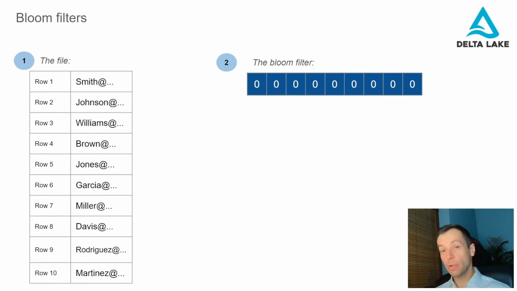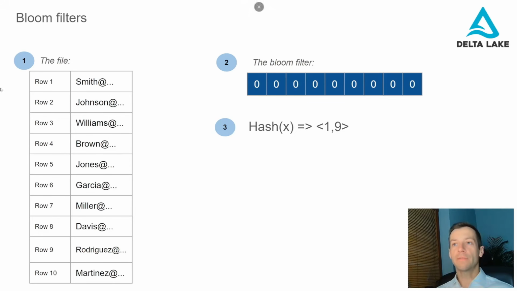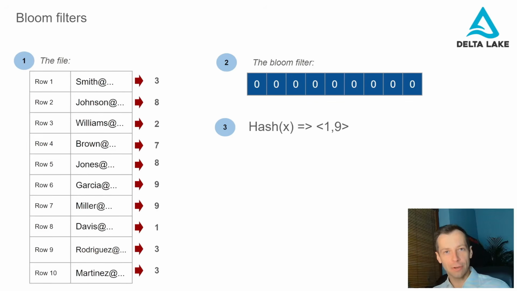And the third thing we need is a hash function, and we will apply a hash function to each and every value in our column. And the hash function should return a value between 1 and 9 because our Bloom filter has 9 positions. So we take our column, which doesn't have to be in the first 32 columns like Z order. It can be somewhere at the far end of the table. We apply the hash function to each and every value of that column, and we get the information that, for smith@gmail.com, the value of our hash function is 3, for Johnson 8, and so on.